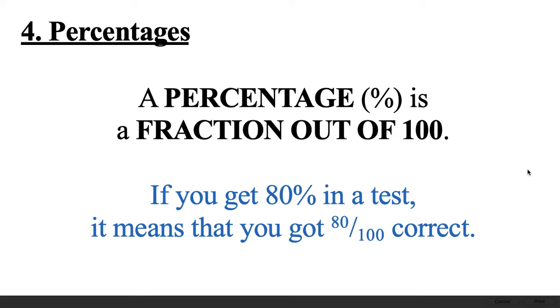So if you get 80% in a test, it means that you got 80 out of 100, or 80 out of every 100 correct. It doesn't necessarily mean that there are 100 questions and you got 80 questions right. It just means that proportionally you're getting 80 out of every 100 correct. So percentage just means out of 100.